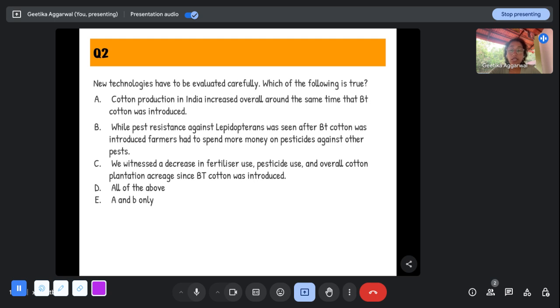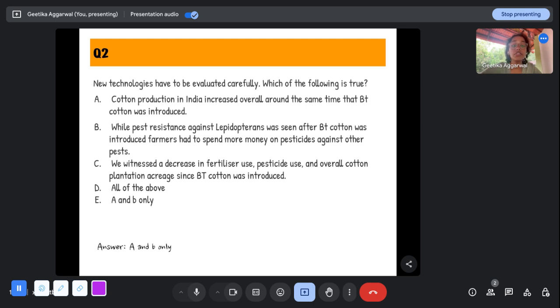So, the correct answer to this question is that both A and B, the two statements, are correct, because cotton production in India did increase overall at the same time that BT cotton was introduced. And that is why I was saying you should not give all the credit to BT cotton, because there were other factors at play as well, which were not considered properly.